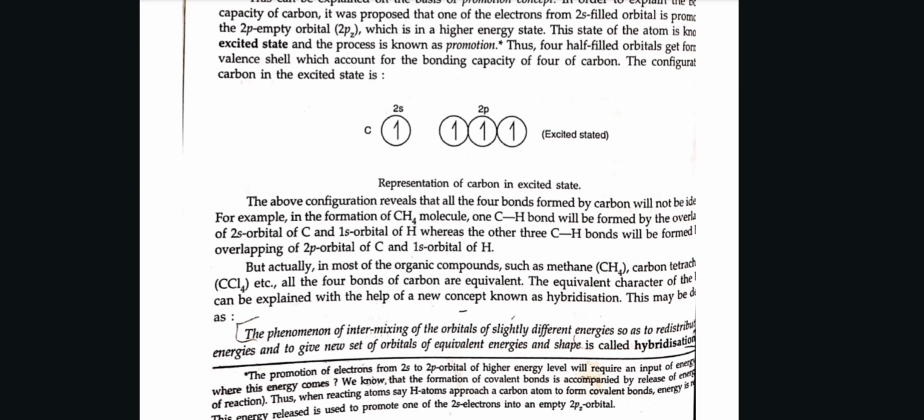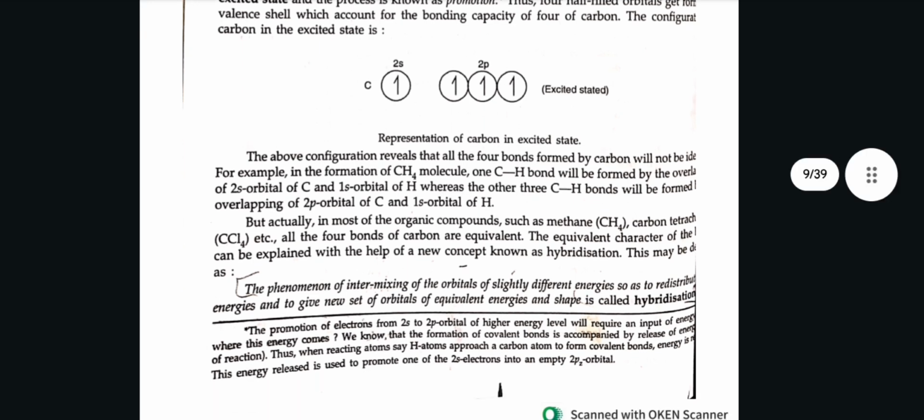The equivalent character of the bonds of carbon can be explained with the help of a new concept known as hybridization. This may be defined as the phenomenon of mixing of orbitals of slightly different energies so as to redistribute energies and give a new set of orbitals of equivalent energies and shape, called hybridization.